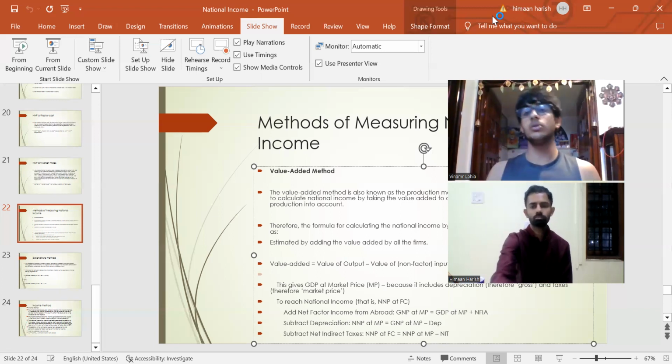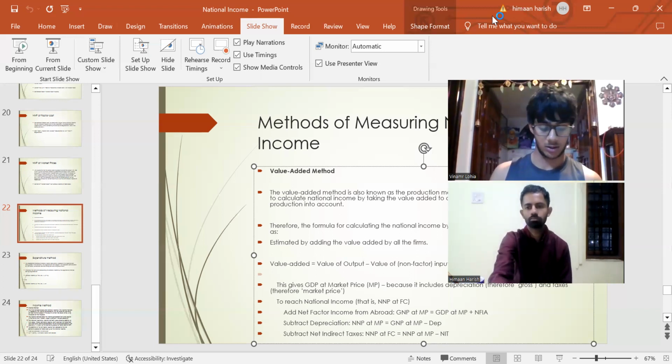Can we do one around 3 and one around 4:30? Yes, 3 to 3:40 and then 4:40 to 5:20. Sure. So we will have the 15th and the 16th session. And we have stopped with measures of measuring national income. Can we just go through this one more time? Yeah.